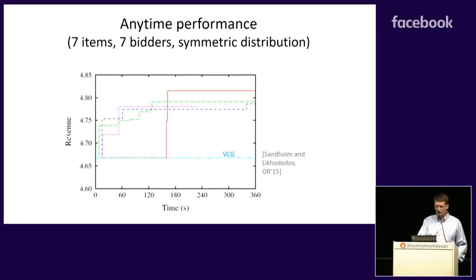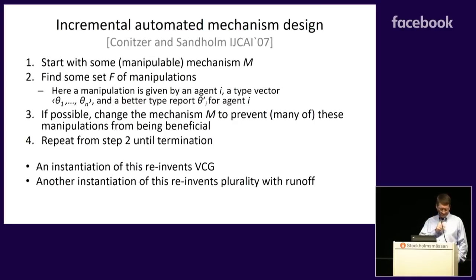And then anytime performance. So you also don't have to run these to convergence. You can, even large problems like 7 items, 7 bidders. Well, you might say that this is not large on the Amazon scale, but it's large compared to what was possible before. You can see that you get most of the benefit up front, so you really don't have to run these to completion.